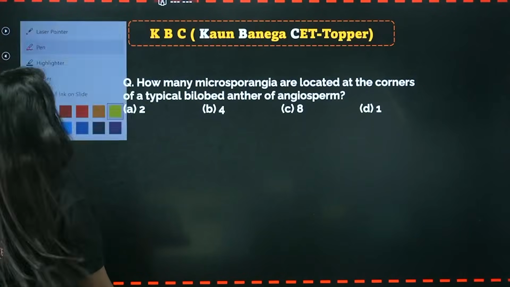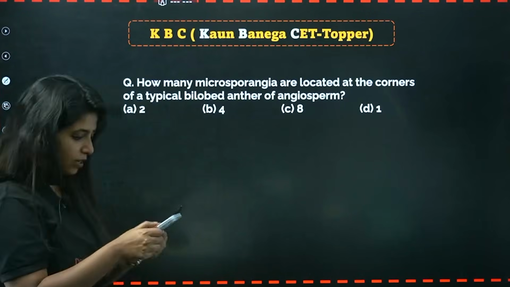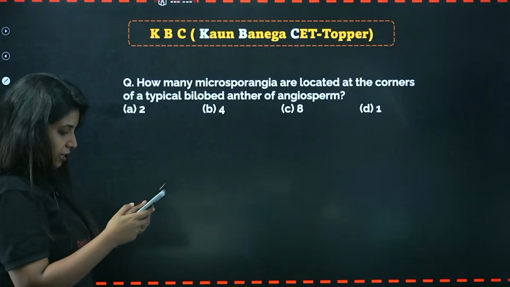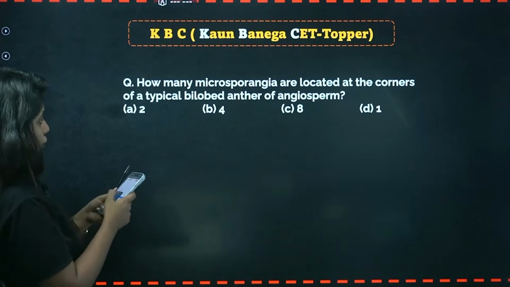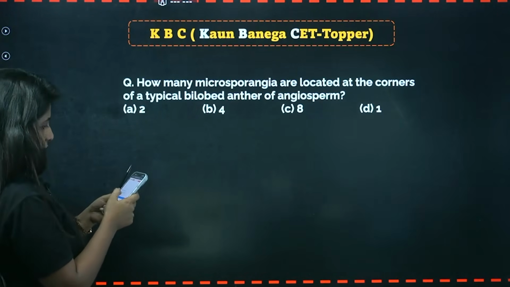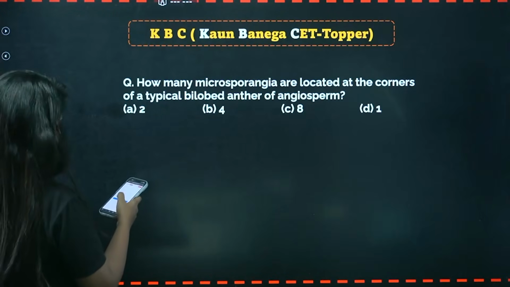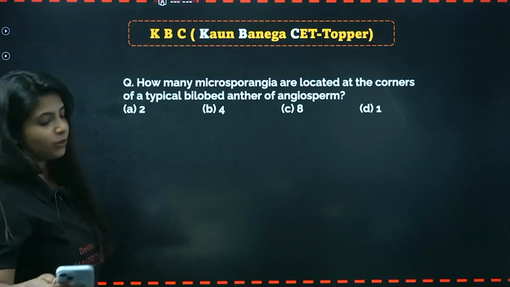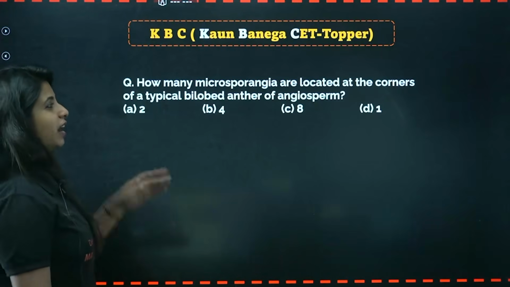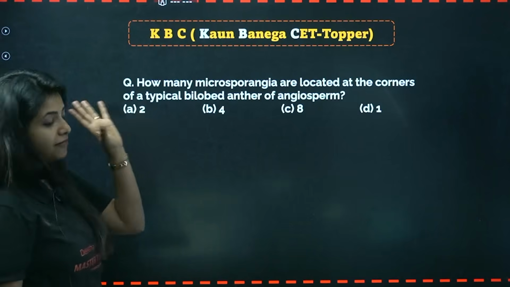Now, this is the next question, and you have to think. Think for this question and then only give me the answer. This time I'm going to give you less time. Let's give 30 seconds. And the question goes like this. How many microsporangia are located at the corners of a typical bilobed anther of angiosperm?